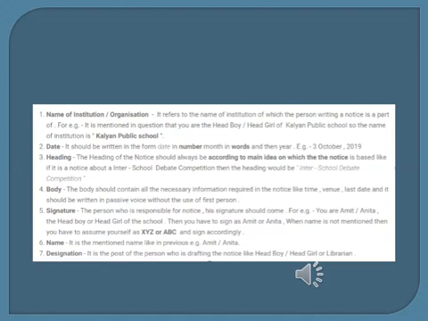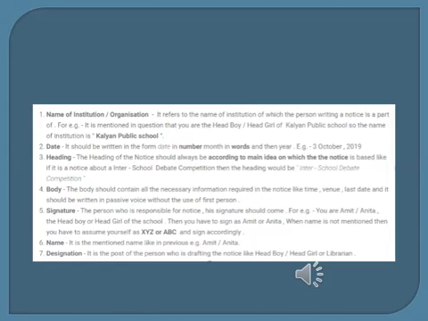Then the second point which you have to keep in mind, because in the format that is very important, is the date. When you are writing the date, you have to write the date in number but the month in words, and then you have to write the year. Like here, for example, it is given here 3rd October 2019. So the month has to be written in words. Don't write 3/10/2019. Follow this format of writing the date.